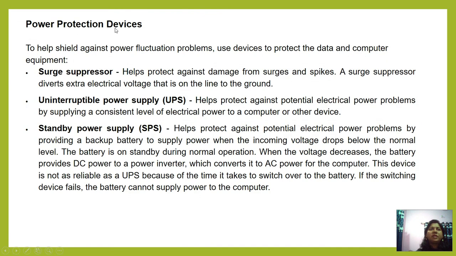Power protection devices. To help shield against power fluctuation problems, use devices to protect the data and computer. So first one is your surge suppressor. It helps protect against damage from surges and spikes. A surge suppressor diverts extra electrical voltage that is on the line to the ground.